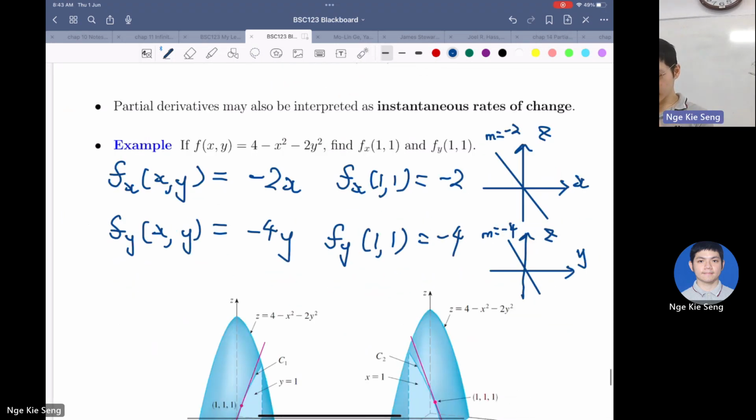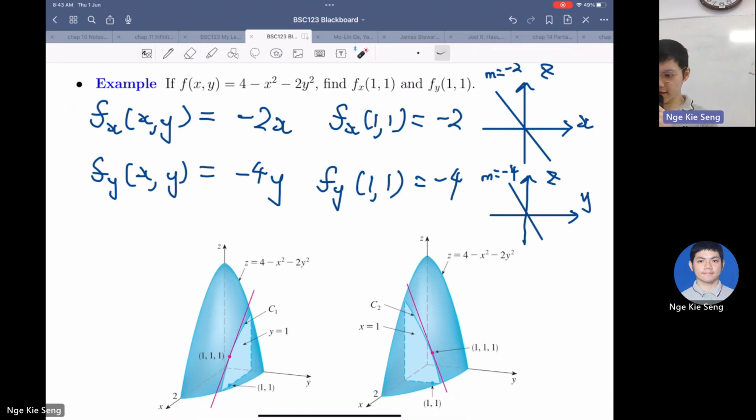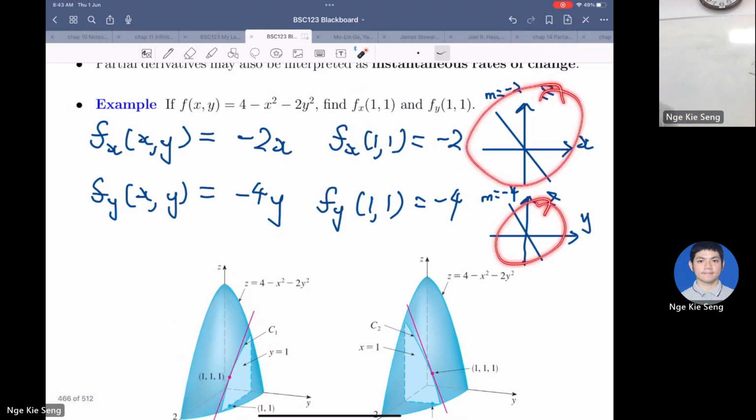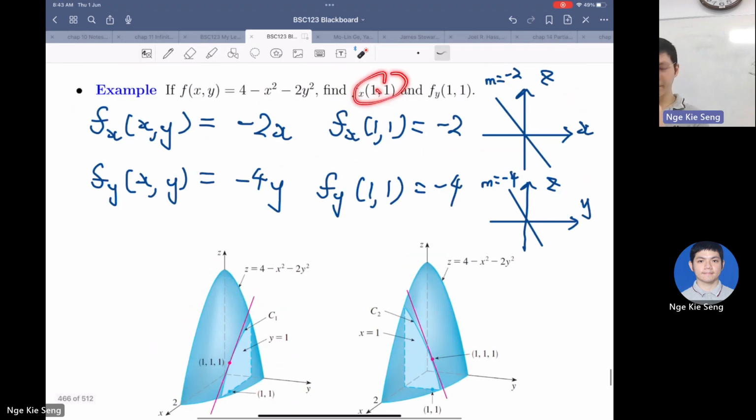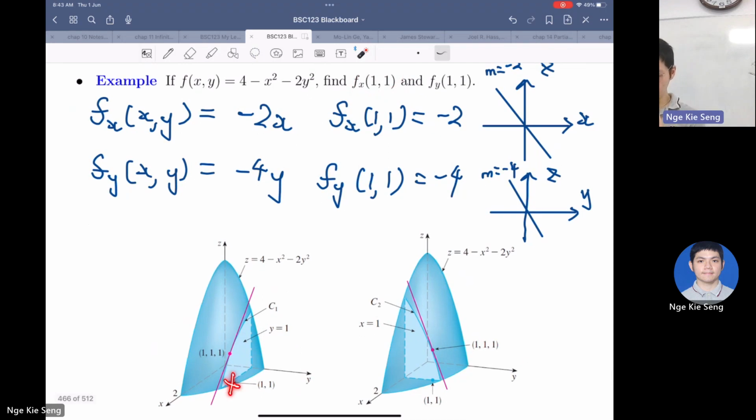Let's look at the picture below. This is 4 minus x squared minus 2y squared. Is this a plane? This is not a plane, it is something else, but we have drawn this surface out. So how do we interpret this number? Where is the point (1, 1)? When we find this point (1, 1) in the domain, we map it up to our surface. Let's say this is the point (1, 1).